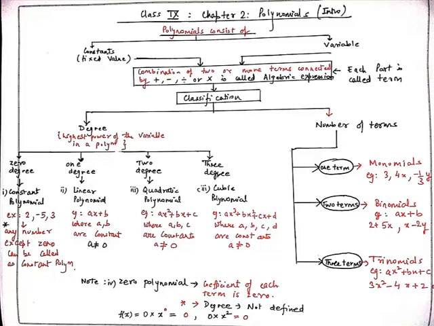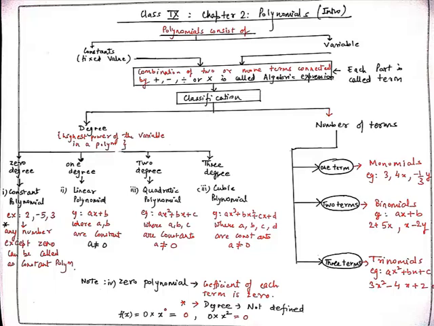Now third, if a polynomial has degree 2, then this polynomial is called a quadratic polynomial. For example, ax square plus bx plus c. Here a, b, c are again constants and a is not equal to 0. And fourth, a polynomial which has degree 3 is called a cubic polynomial. For example, ax cube plus bx square plus cx plus d. Again, here a, b, c, d are constants and a is not equal to 0.